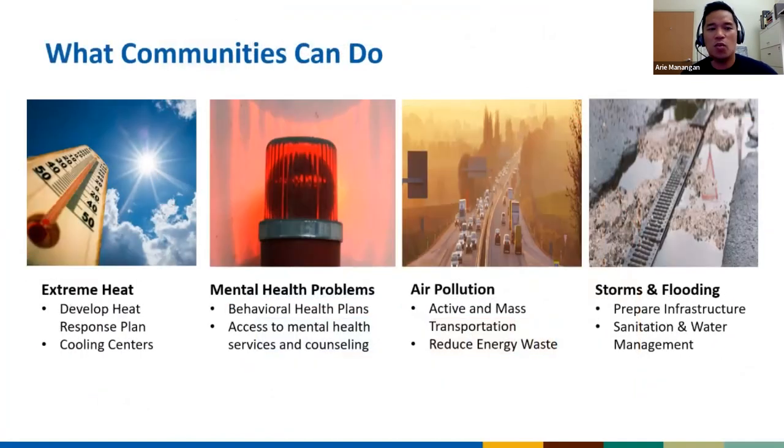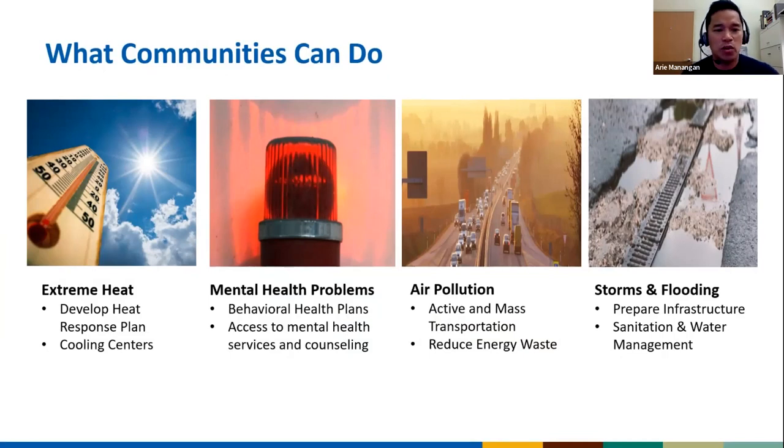So with such a wide range of health effects due to climate change, here is a range of things communities can do. For extreme heat, communities can help develop a heat response plan by developing and expanding the extreme heat alert system. They can also ensure vulnerable populations can be reached and plan cooling centers ahead of time. There are also ways to cool your community by increasing tree canopy to help keep buildings and surrounding areas cooler. We can use cool paving and reflective and porous material to help surrounding temperatures.